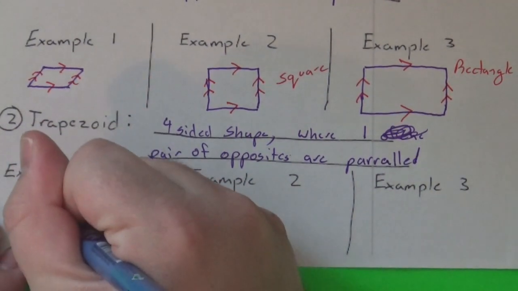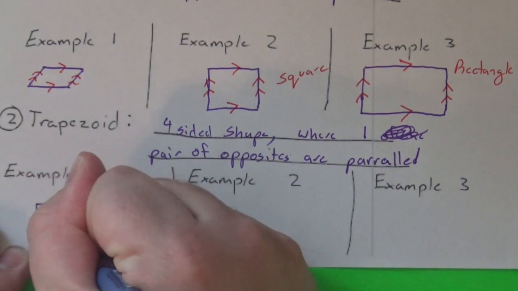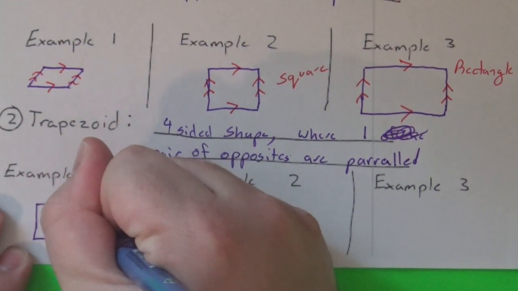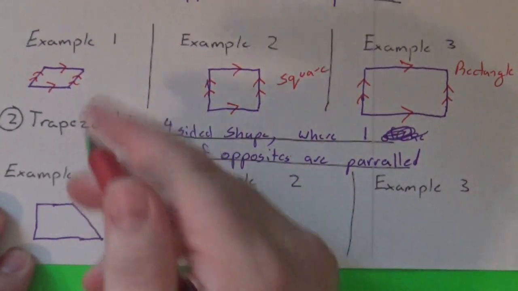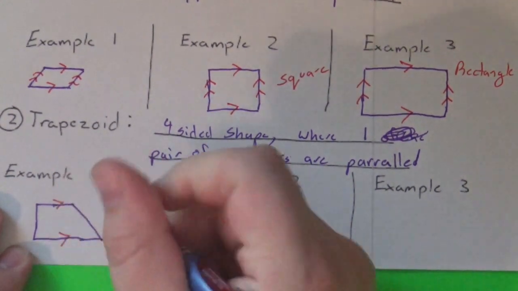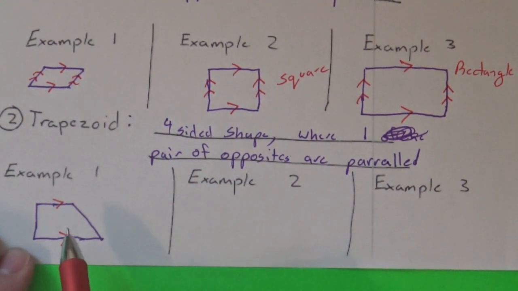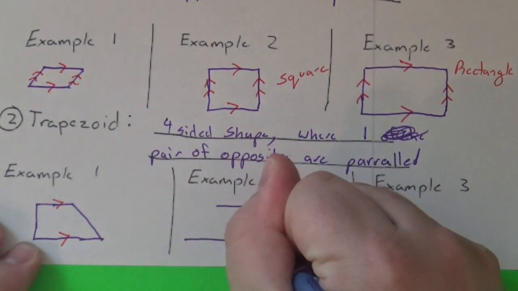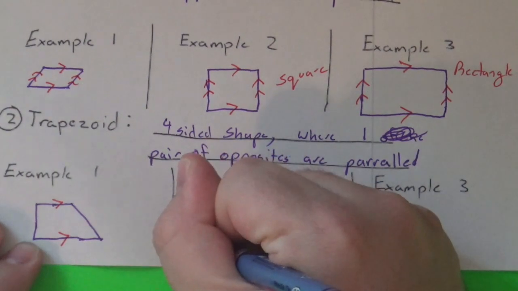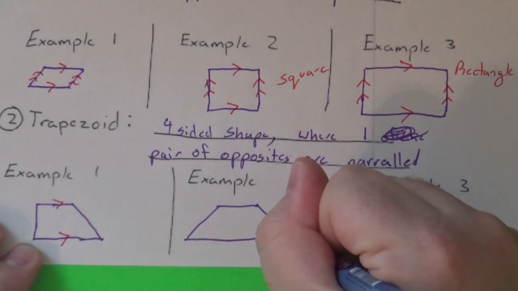All right, so this that I'm drawing is a, let's draw it a little bit bigger, is a very simple trapezoid, sorry, not parallelogram. Notice that the top of it and the bottom of it, they are parallel with one another. However, the left and the right sides, they are not. So this is a four-sided shape, 1, 2, 3, 4, where only one pair of opposite sides are parallel. All right, so here's another example.